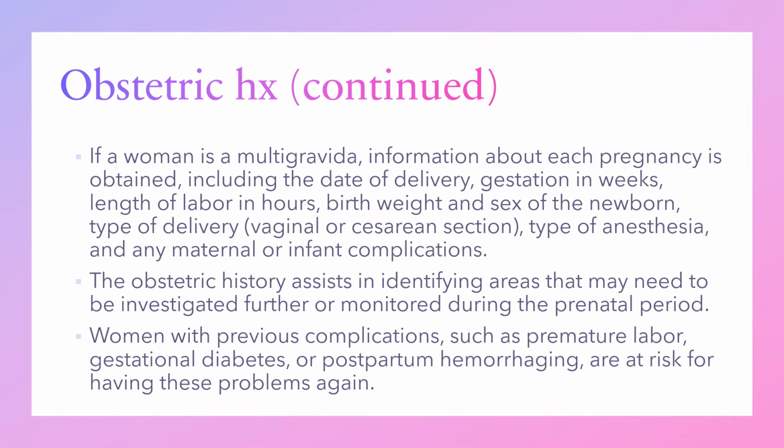They typically do this on labor and delivery. They have all of this information that they have to go in and save. This history assists in identifying areas that may need to be investigated further or monitored during the prenatal period. Women with previous complications like premature labor, gestational diabetes, or postpartum hemorrhaging are at risk for having these problems again.